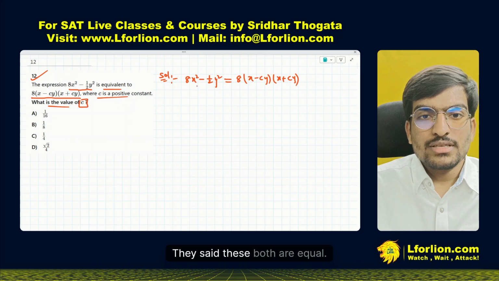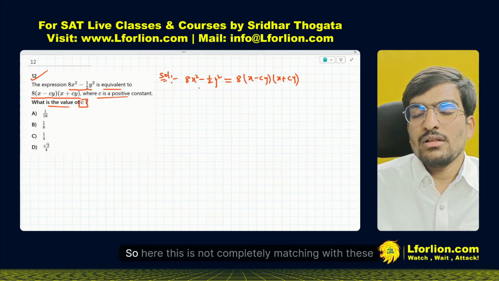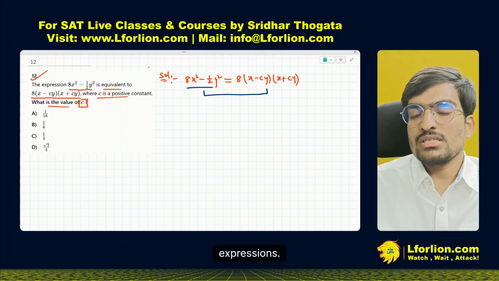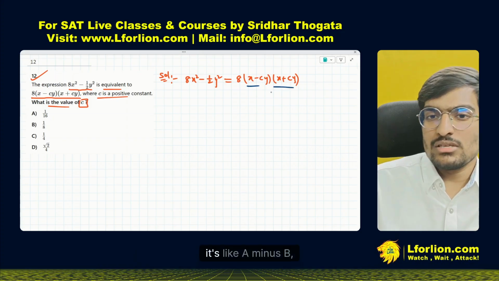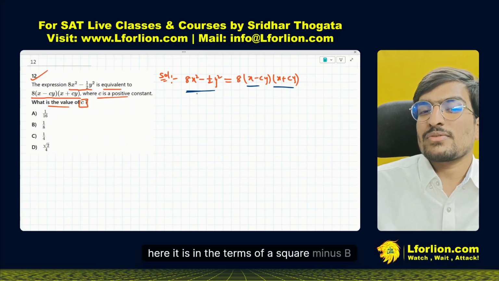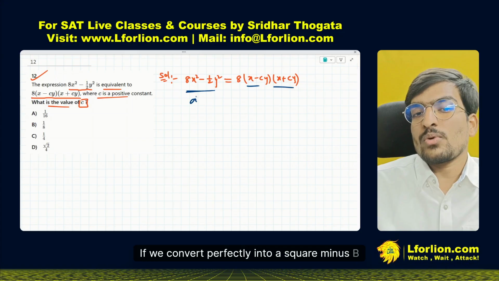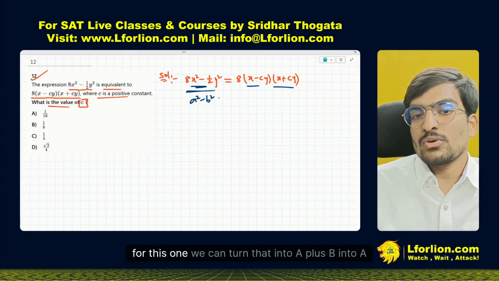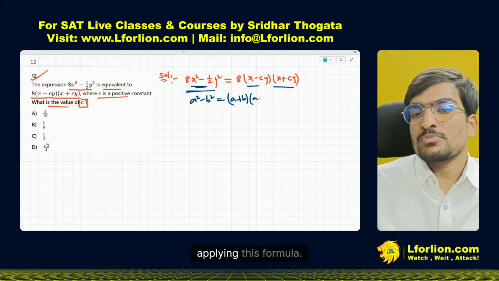They said these both are equal. Let's try to make them equal. So here this is not completely matching with this expression. So what I do is I try to convert it into this, like a minus b, a plus b, which means here it is in terms of a square minus b square. If we convert perfectly into a square minus b square for this one, we can turn that into a plus b times a minus b, applying this formula.